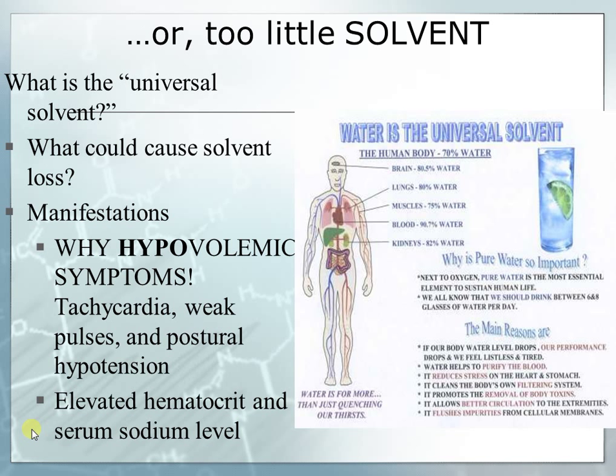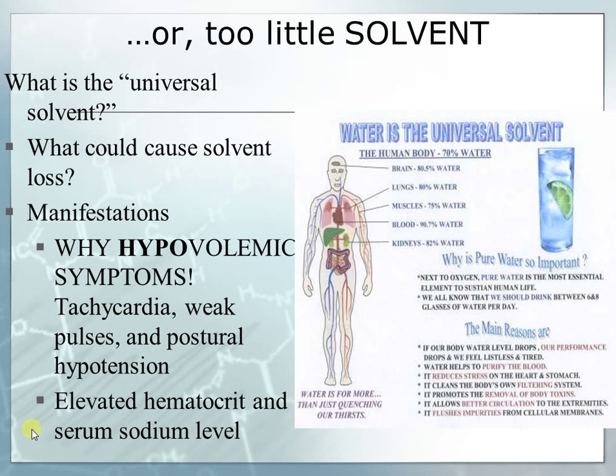Okay. So that was too much salt. Now you have to do a little solvent, and it's still the same situation. It's still hypertonic. So hypernatremia or hyperchloremia. And you already know this, and in case you didn't, since the slide didn't transition properly, I kind of ruined the whole thing. What's the universal solvent? Let me think about that. Right next door. So water.